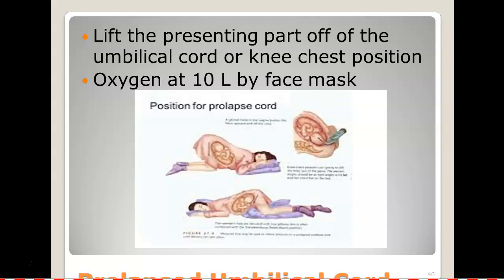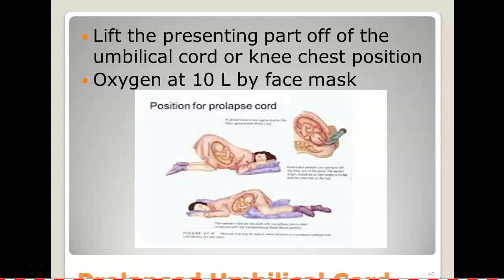And they really can't remove their hand until that baby is lifted out of the uterus via the cesarean section. Another way would be this knee chest presentation, but oftentimes because it's such an emergency, the earlier method of just taking the head and pushing it up is a much quicker way to do it.